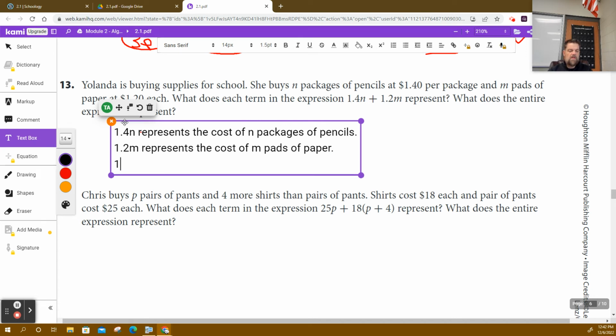The 1.4n plus 1.2m represents the total cost of pencils and paper.